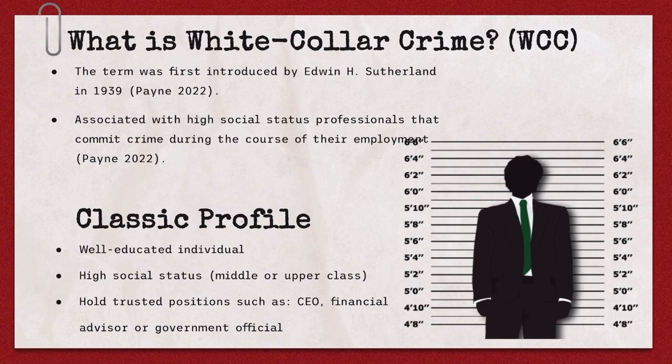The term white collar was first introduced by Edwin H. Sutherland in 1939. He defined it as a crime associated with high social status professionals that are well respected and commit a crime, such as fraud or embezzlement, over the course of their employment. The classic profile of a white collar criminal is a well educated professional with high social status that holds a well trusted position, such as a CEO or financial advisor.